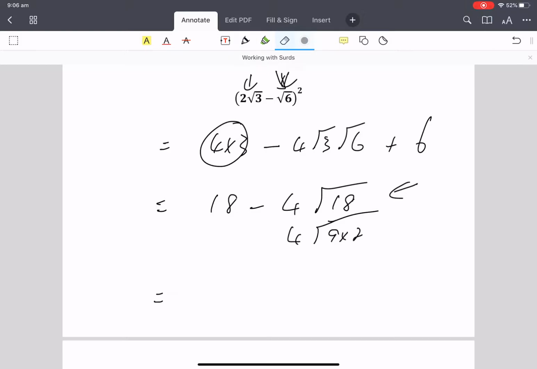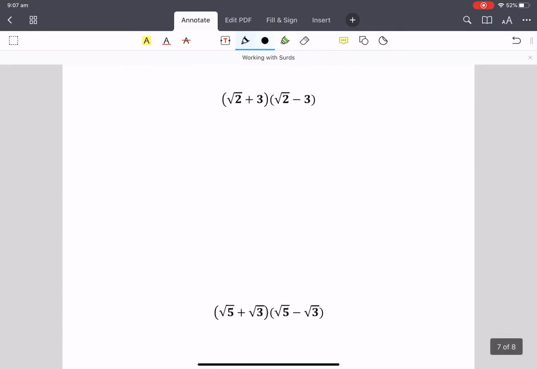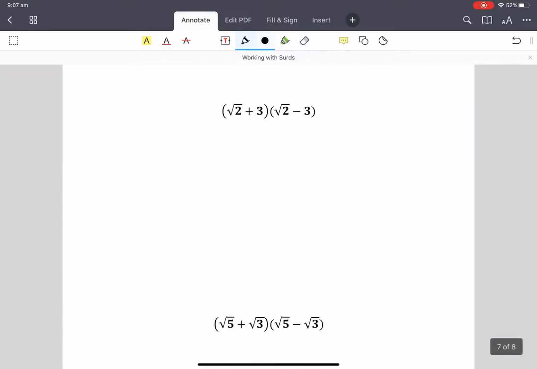I'm running out of room, sorry about that. So it's 18 minus, that's going to be a 3. 3 4s are 12 root 2. Whew. Okay, so this is an important expansion.